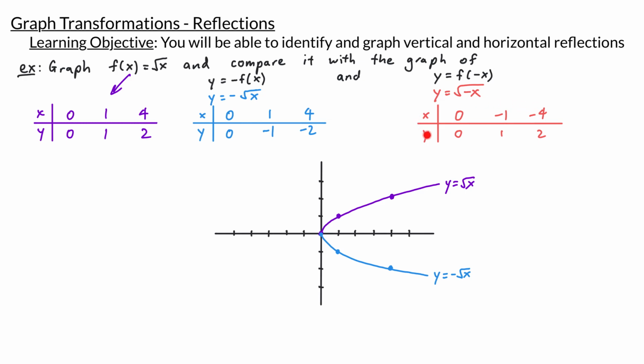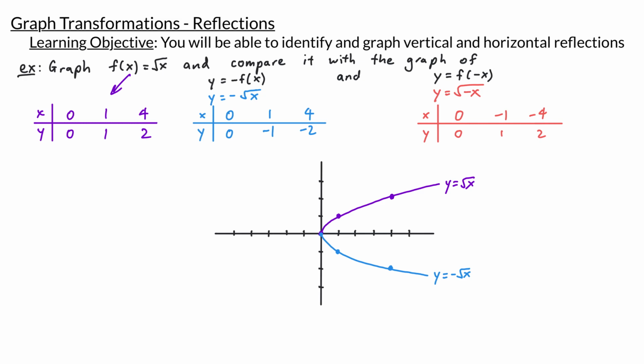Now, comparing this red table of values with the original purple table of values, we see that all of the x-coordinates have opposite signs. In the original function, we have the x values 0, 1, and 4. In our transformed function, instead of the input x, we have the input negative x. And we see that the x values are now 0, negative 1, and negative 4.